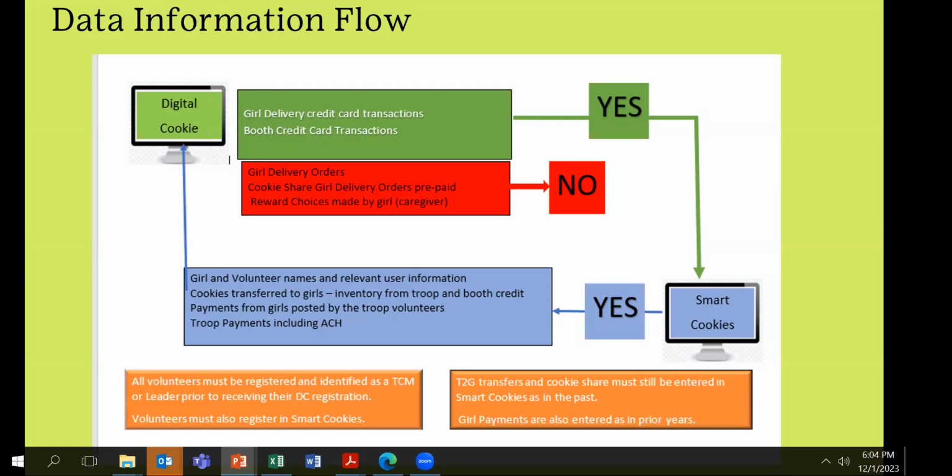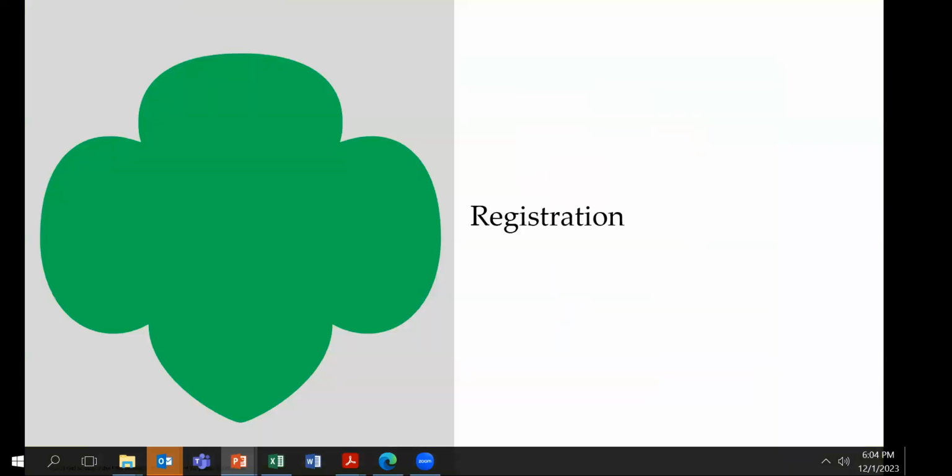So let's talk a little bit about registration into Digital Cookie. Virtually everything in Smart Cookies remains the same. The only thing that is different is there are no longer any girl accounts in Smart Cookies. Girls will still be in Smart Cookies for you to transfer inventory to track their payments and all of that information, but they won't register in Smart Cookies. But adults, volunteers will register both in Smart Cookies and in Digital Cookie.